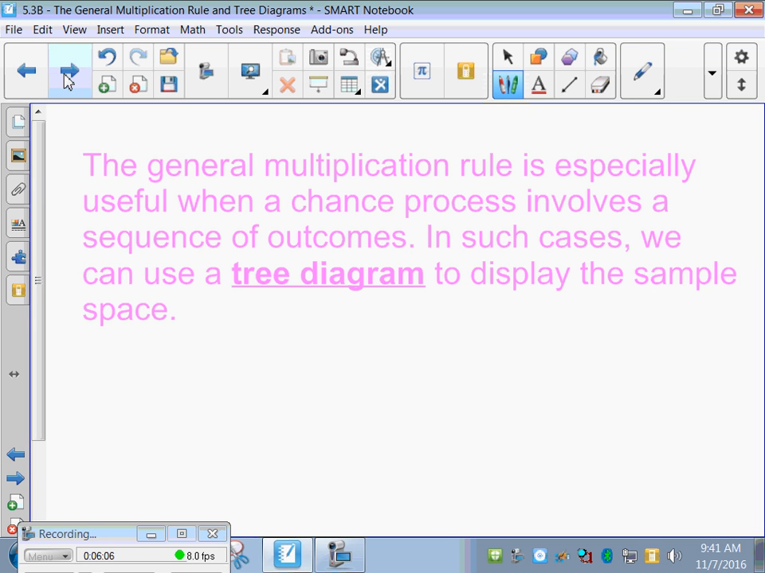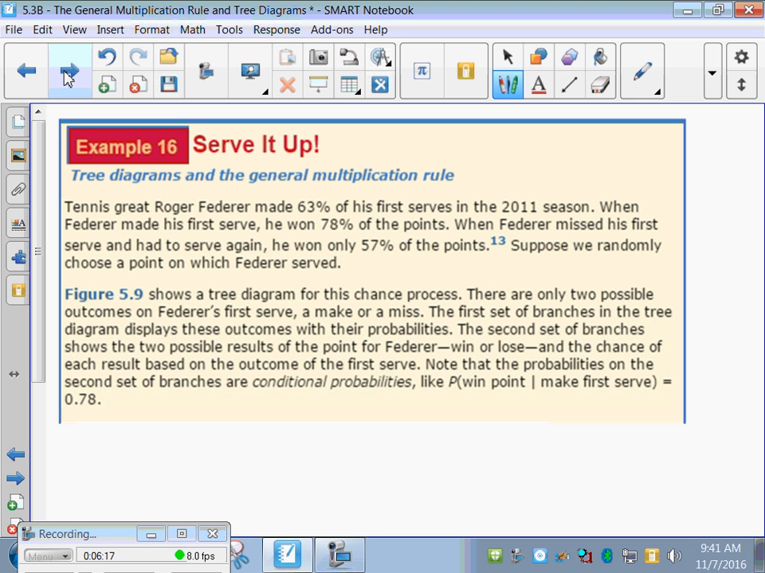Let's try another one. The general multiplication rule is especially useful when a chance process involves a sequence of outcomes. In such cases, we can use a tree diagram. All right, we're going to use tree diagrams. Get excited.